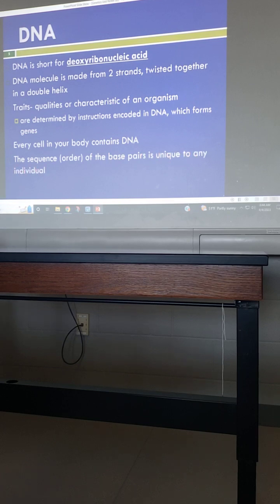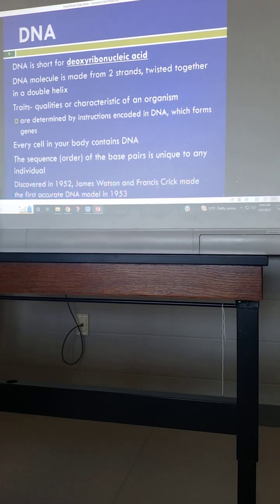Every cell in our body obviously has DNA, because without the DNA, the cell wouldn't know what to do, how to do it, or what kind of cell it's even supposed to be. And so instead of zeros and ones, we have these things called base pairs. And those base pairs are unique to each individual.